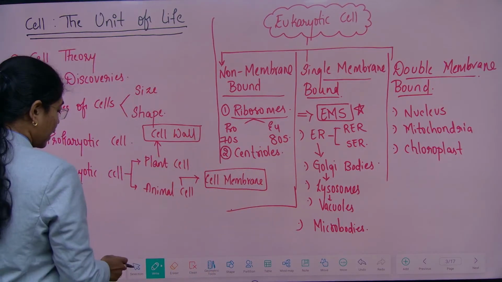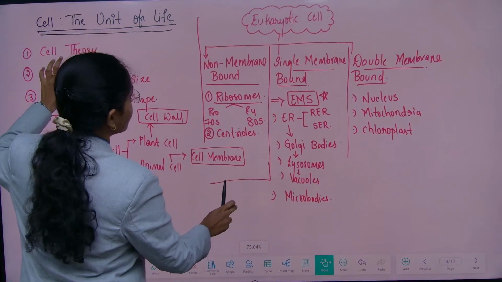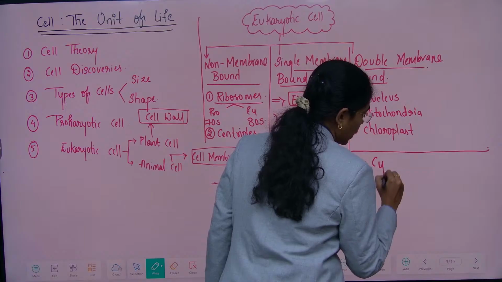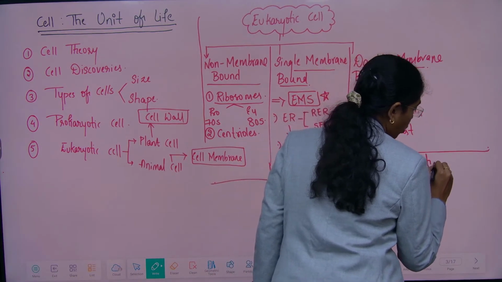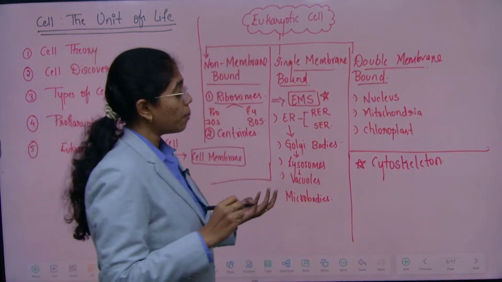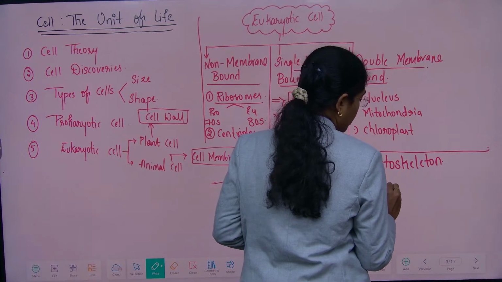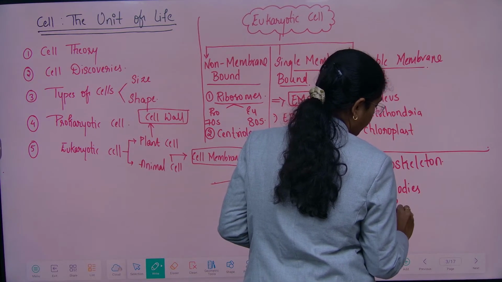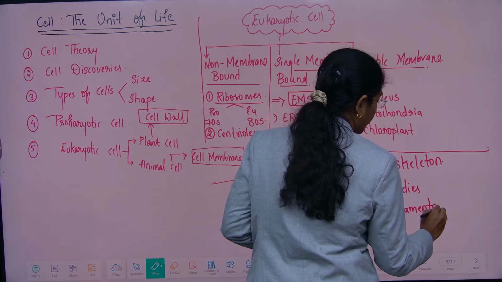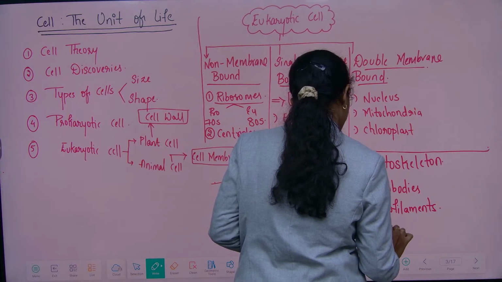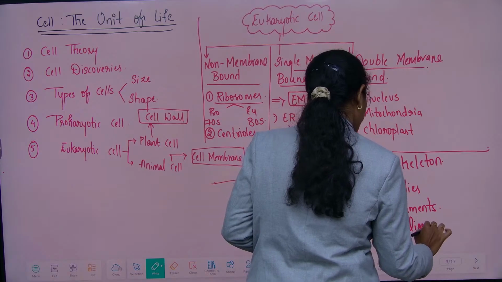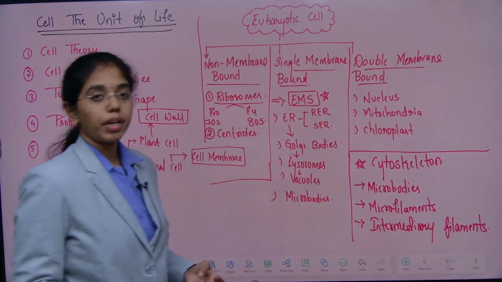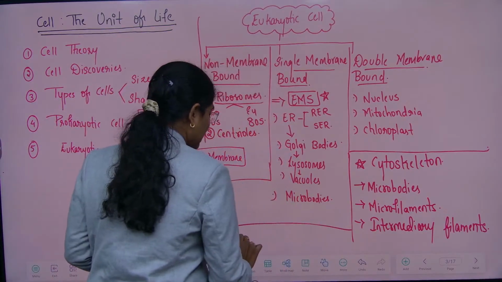Above all this, at the end you are also going to learn in this chapter about the cytoskeleton, which includes proteinaceous filamentous structures: microtubules, microfilaments and intermediate filaments. After this, you will also learn about cilia and flagella.